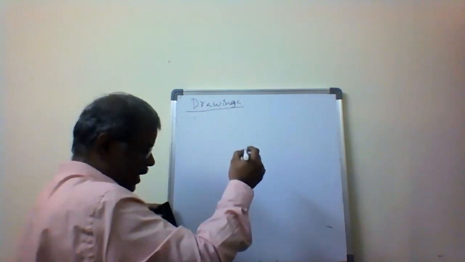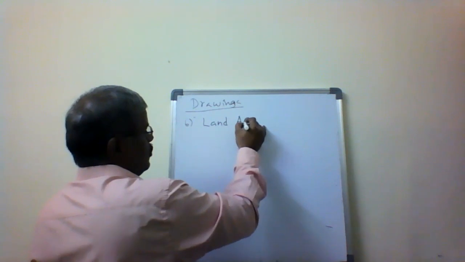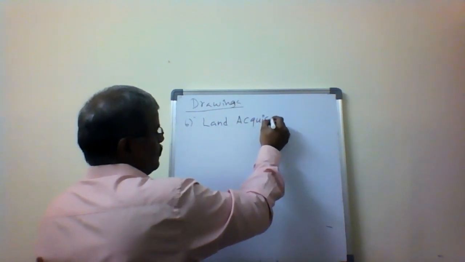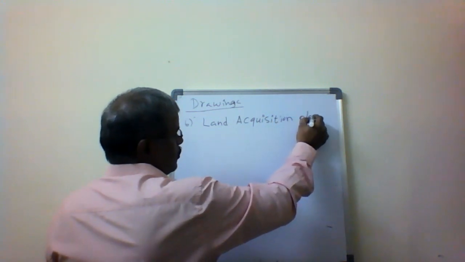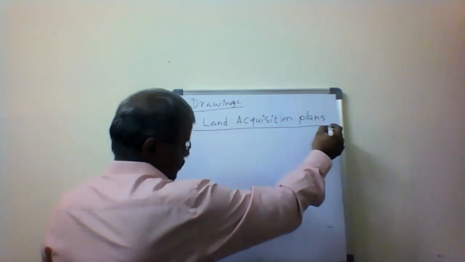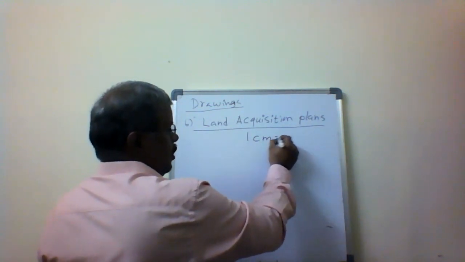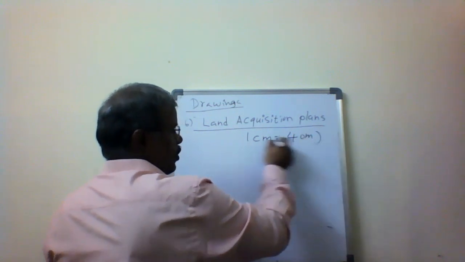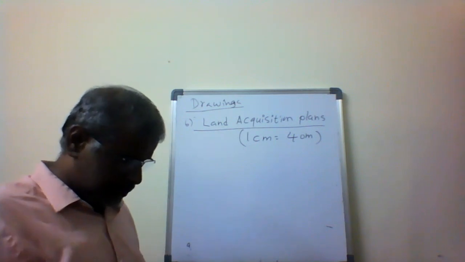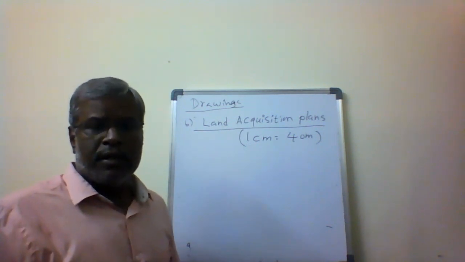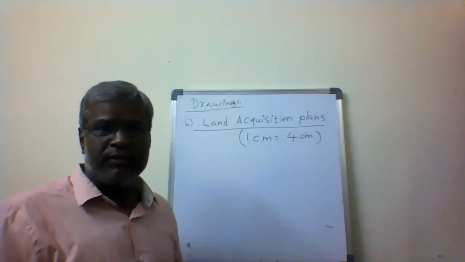Then the next one is going to be called land acquisition plans. Here the scale is 1 centimeter equal to 40 meters. Land acquisition plans are prepared for 1 centimeter equals 40 meters. The term itself tells us that the land to be acquired is shown in the land acquisition plans.